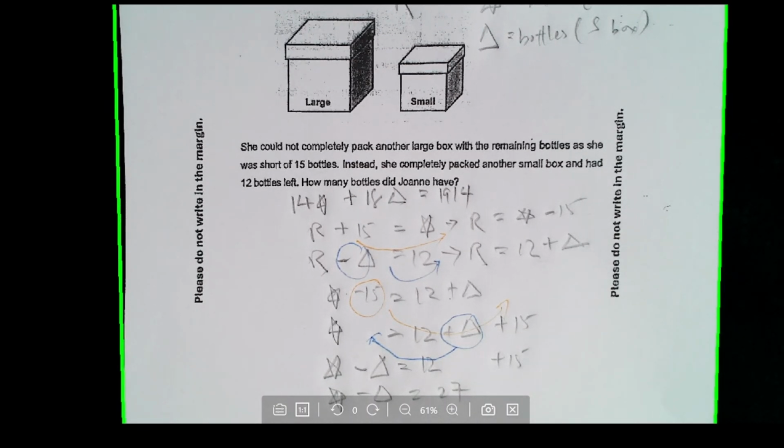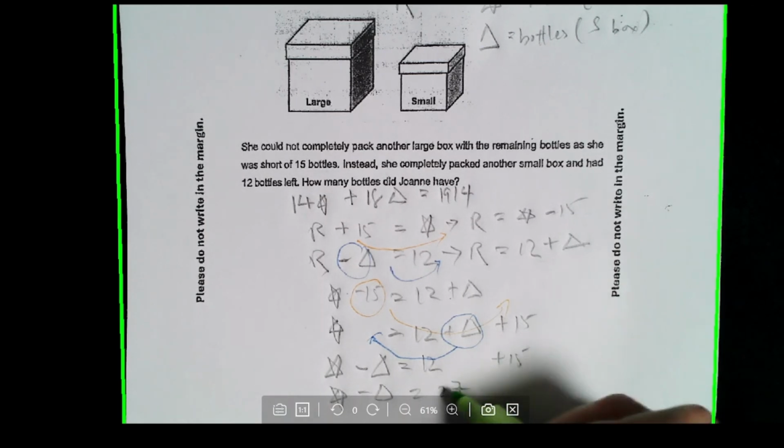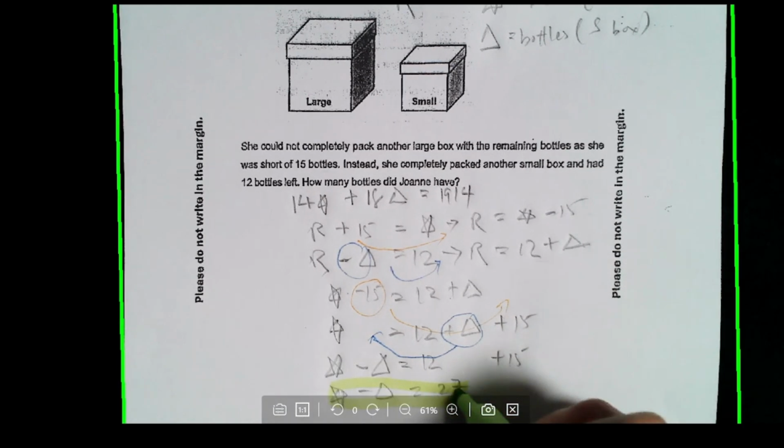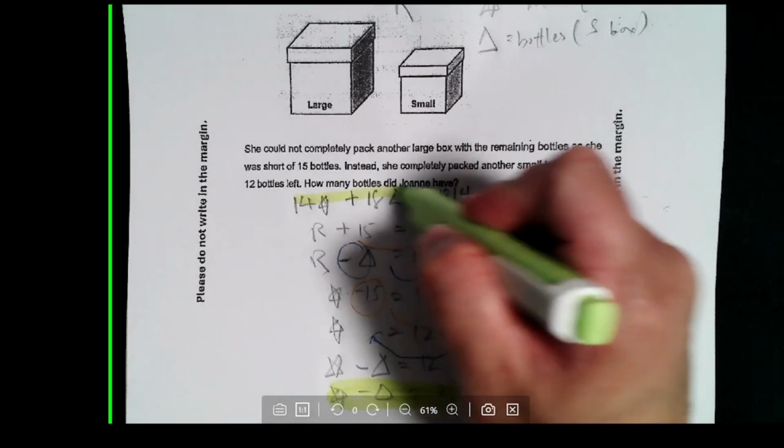So now we have two equations, this and this. Okay?